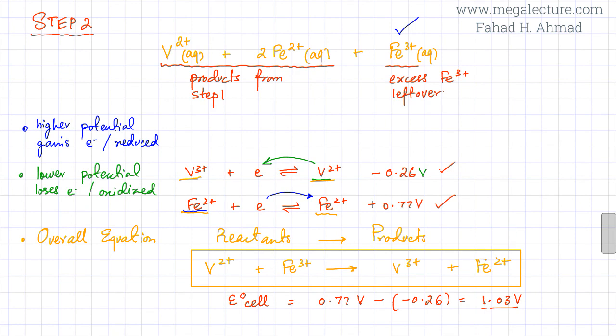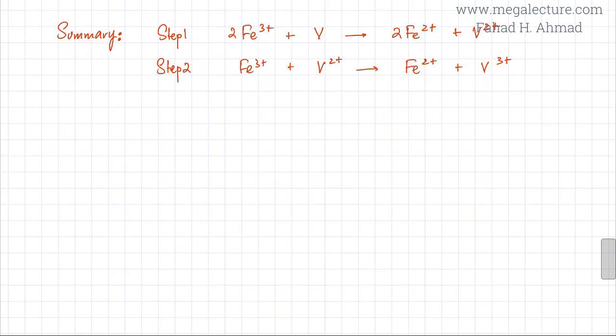In step 2, the products that were formed in the first step and the excess leftover reactants are again reacting, and another reaction is taking place, which is this one. The V2 plus formed in the first step is now further oxidized to V3 plus, and the Fe3 plus, that was my reactant which was in excess, is getting reduced to Fe2 plus. So the overall summary of the reactions so far is, in step 1 you had Fe3 plus oxidizing V2 plus, and that V2 plus in step 2 is now further oxidized when it reacts with Fe3 plus again. So the product formed from the first step is now further oxidized to V3 plus.